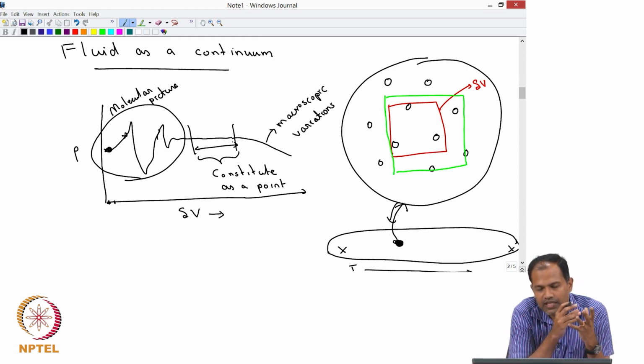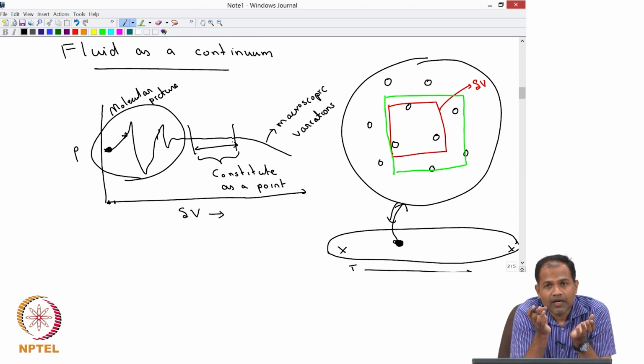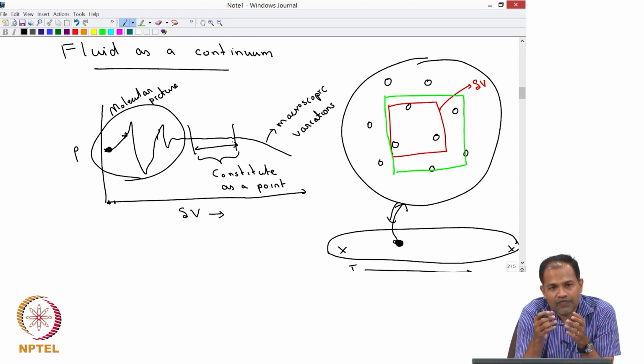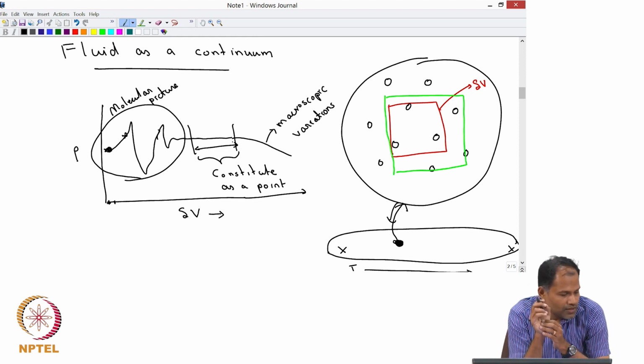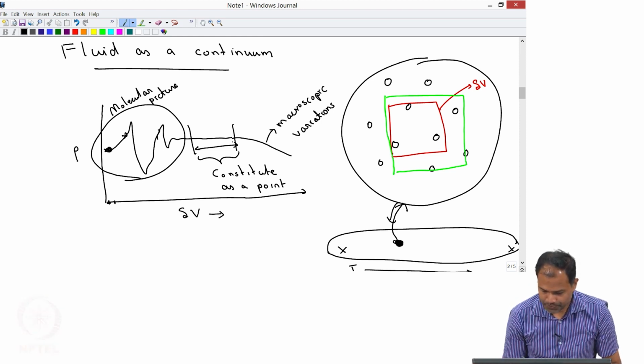So for us, then, every property will be a well defined quantity, and we are going to be staying away from the length scales of molecules, and we will stay at length scales much larger than the molecular length scale. Okay.